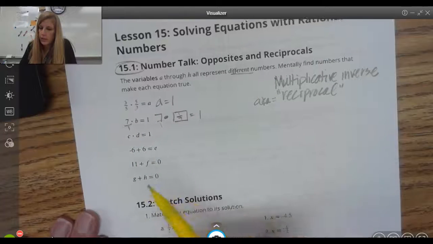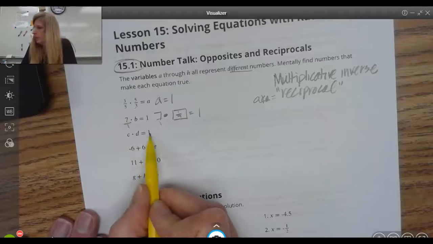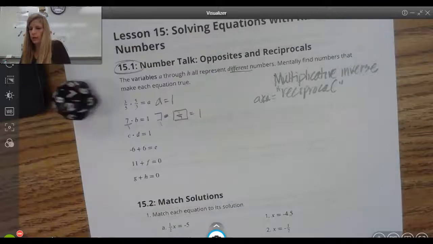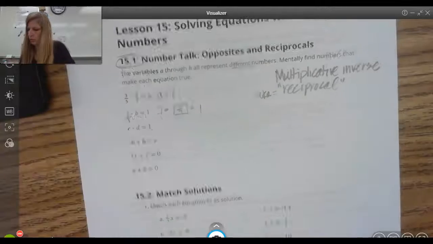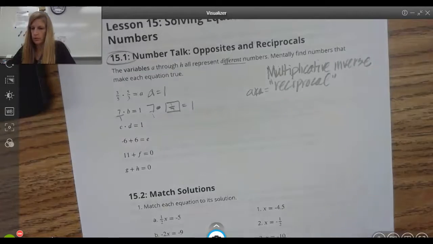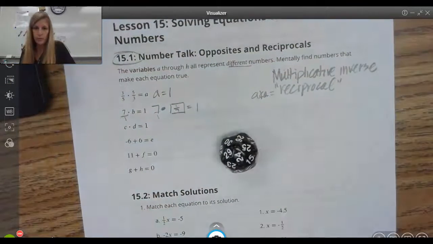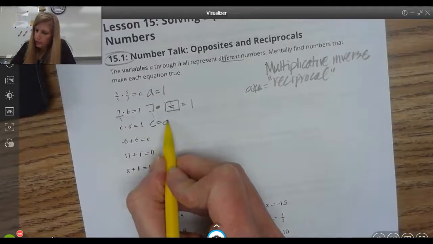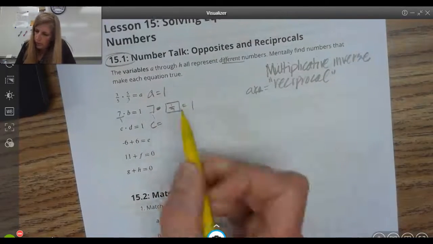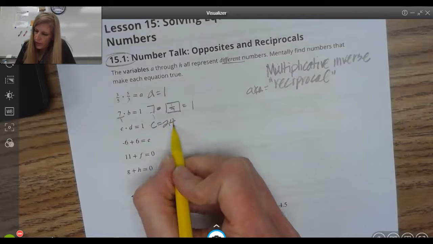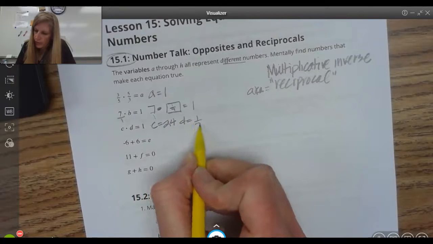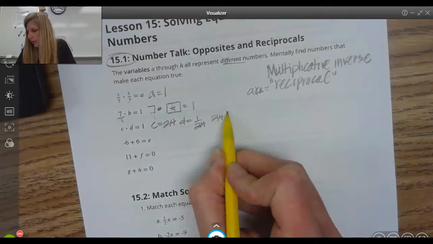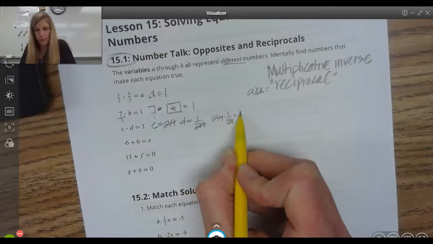Okay, so C times D is going to be 1, so I can just make up a number. Here I have a polyhedron dice thing. So if I have, well, let's not use 2, that's boring. Oh, it rolled right off the screen. So if I have 24, okay, for C, C equals 24, then D is going to equal 1 over 24 because they are reciprocals, okay? So 24 times 1 over 24 equals 1, okay?